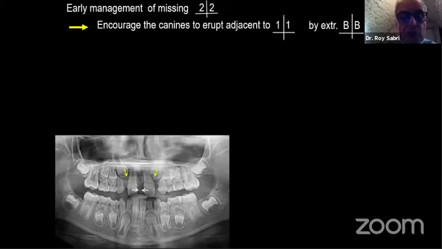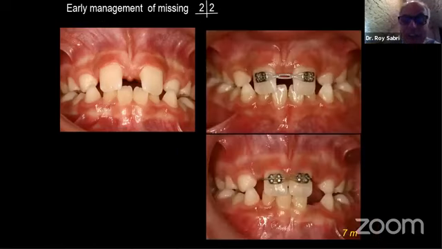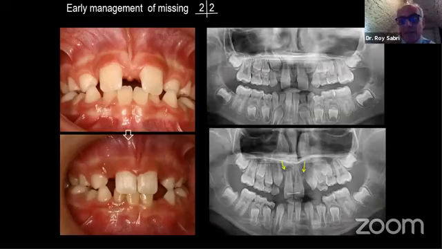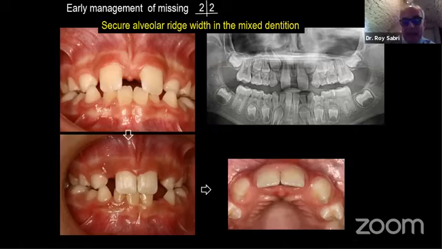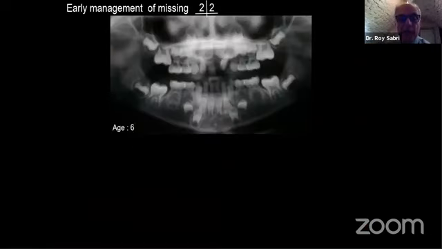One way to do it, whether it's space closure or space opening in the future, is to favor an eruption of the canine at the site of the missing lateral. Why? Because the canine is a big tooth and it brings bone with it. So here, not for aesthetic reasons only, I'm reapproximating those centrals so that the canines erupt at the site of the missing lateral. They bring bone with them. You see where the canines are. Now I can reopen them for implants, but I have a lot of bone that came down.